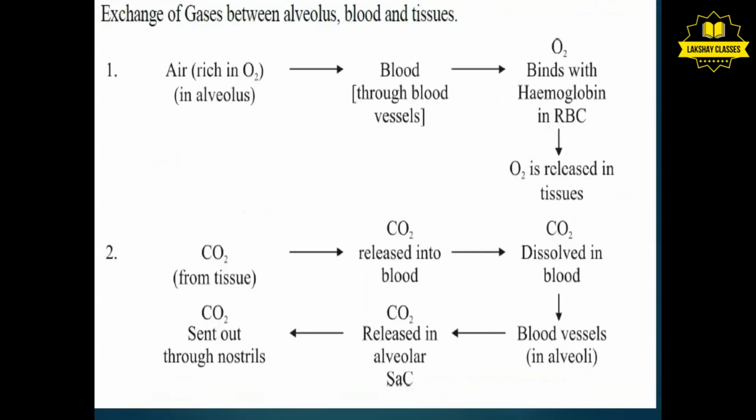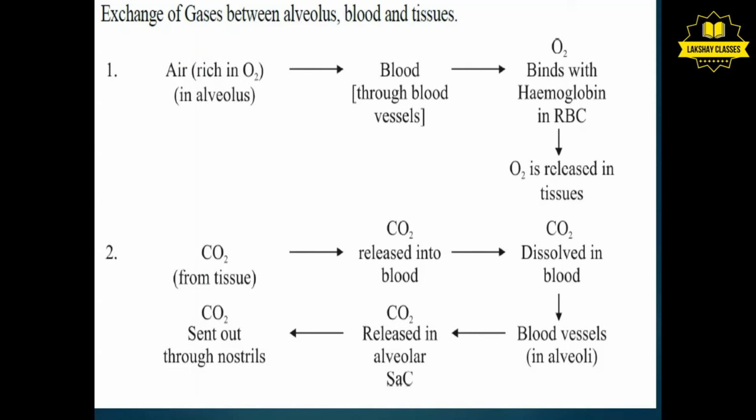So this is how the exchange of gases between the alveolus, blood and tissues takes place. Air which is rich in oxygen moves to the blood, and the oxygen binds to the hemoglobin. Oxygen is released in the tissues, and carbon dioxide from the tissues comes back to the blood. It is dissolved in the blood, and the blood vessels present in the alveoli release the carbon dioxide into the alveolar sac, and then it is sent out through the nostril.